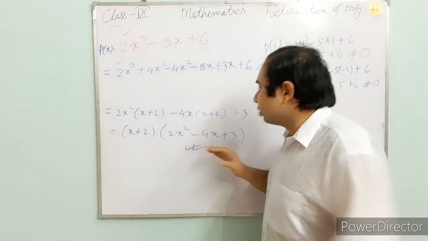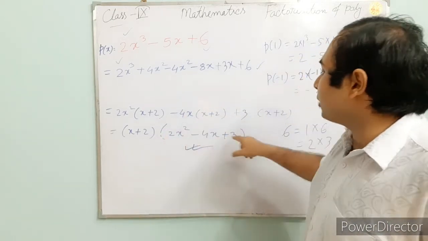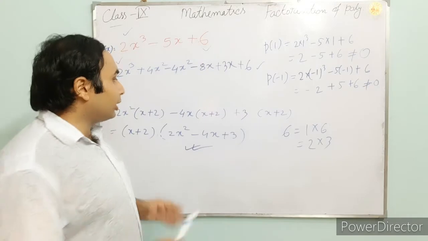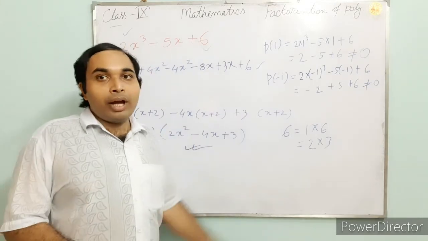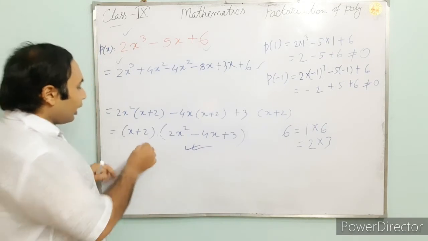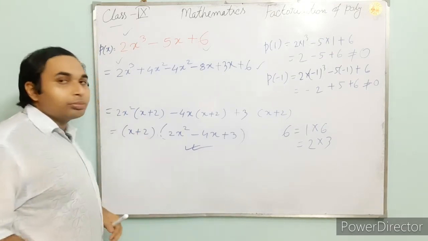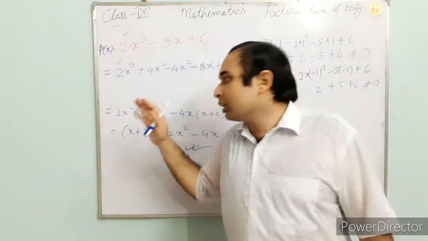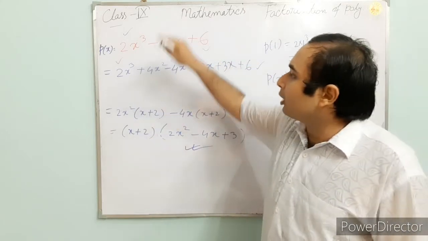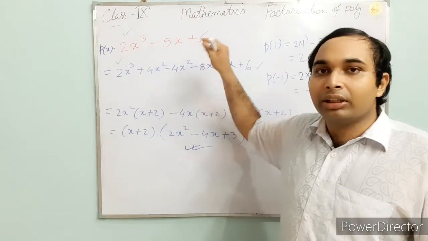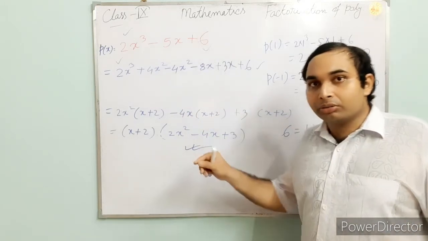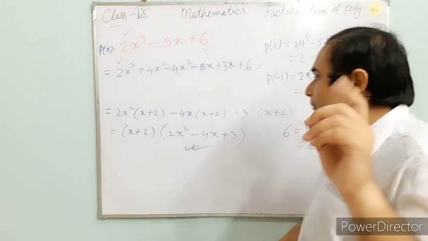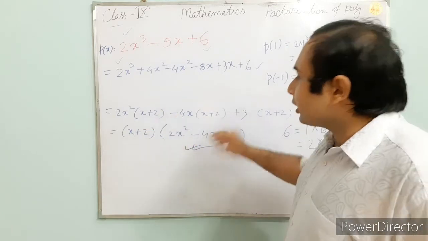If this is one polynomial, 2x square minus 4x plus 3, this type of question you will see in class 10: what are the zeros of this polynomial? Find the zeros of this polynomial. So here you have got one zero, that is x equals to minus 2. Zero means, as I told in previous videos, the number that makes the polynomial zero is called the zero of that polynomial. If you have forgotten, you can see my previous video regarding polynomial part 1. So now what are the zeros of this polynomial?